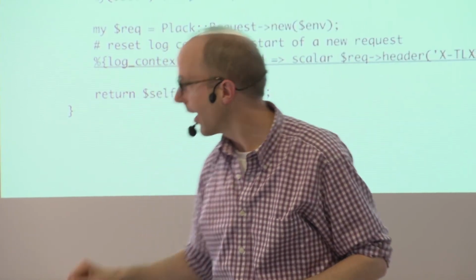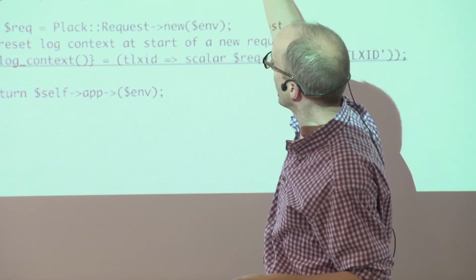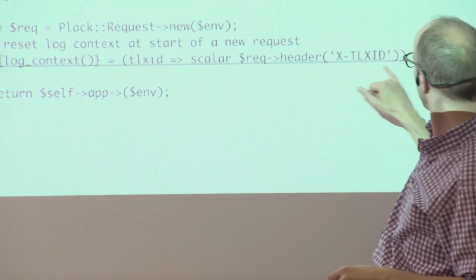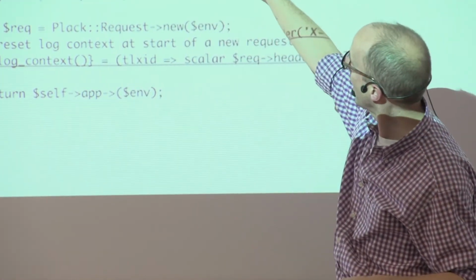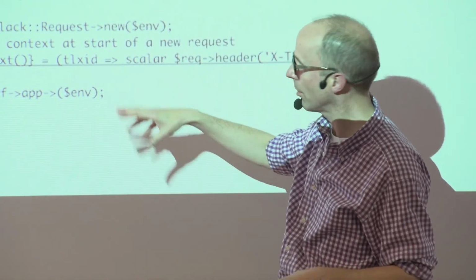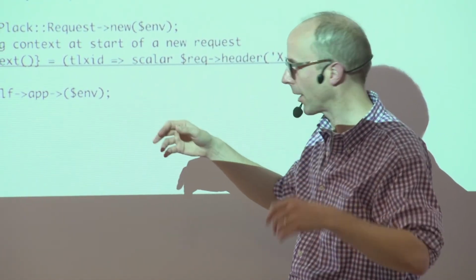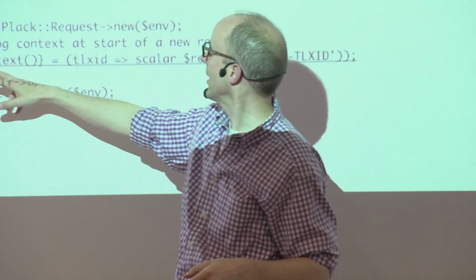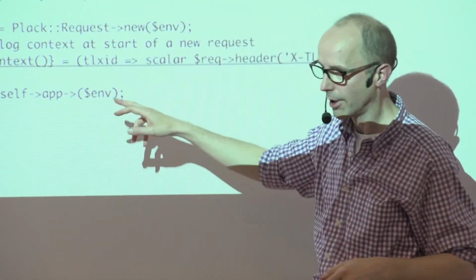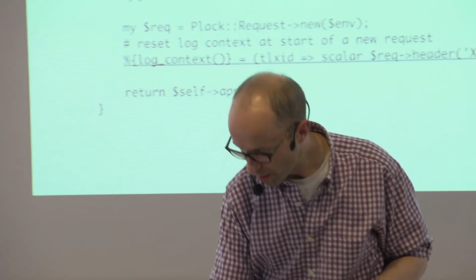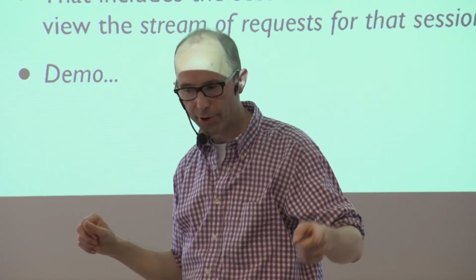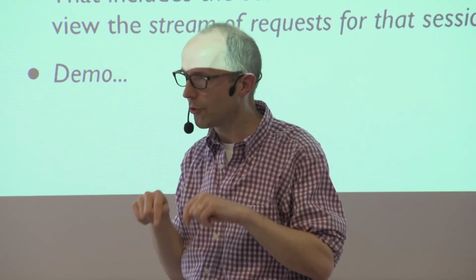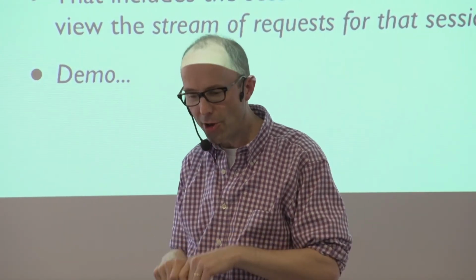Then you can have Plack middleware, for example, that grabs the header value and sticks it into your log context. So we have this Plack middleware, dead simple. It's usually the outermost bit of Plack middleware. The first thing it does is completely reset the log context and just put in the ID. So now, given any log message from a web app, we can find the request that was being processed at the time. This is awesome.